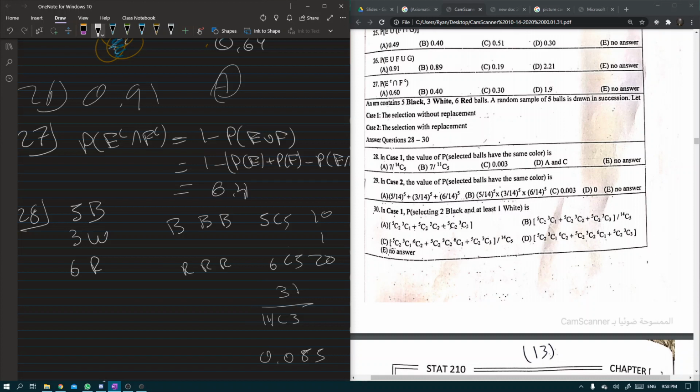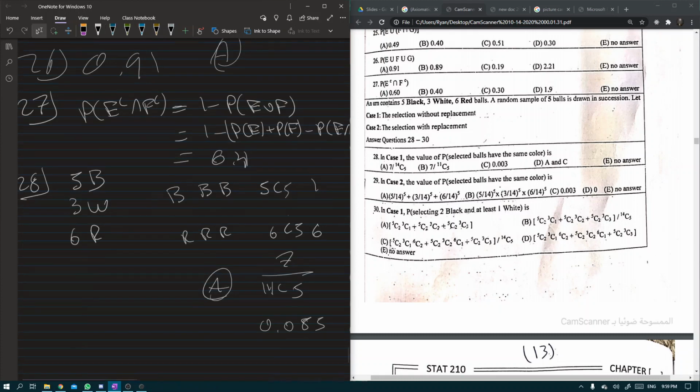5C5 is just 1. 6C5, I guess that's 6. So in total 7. So 7 over 14C5. So it's A. Okay, it's just A.